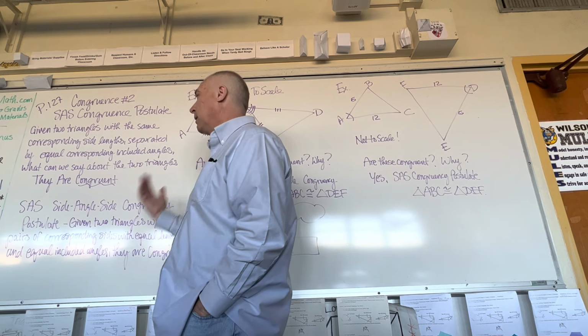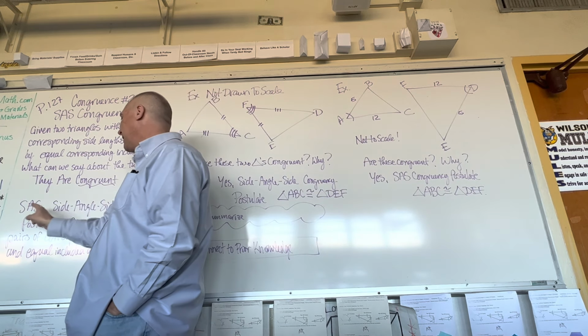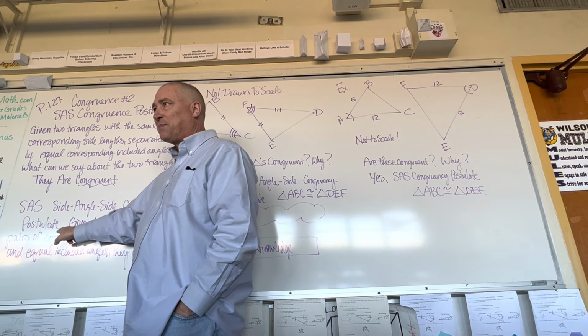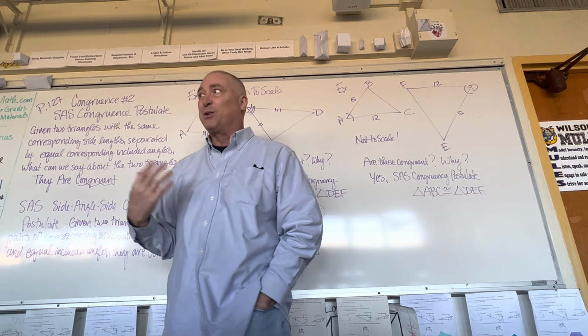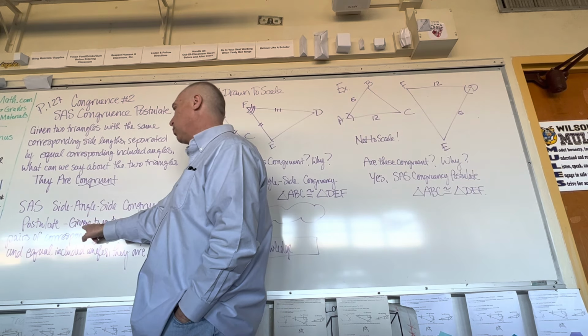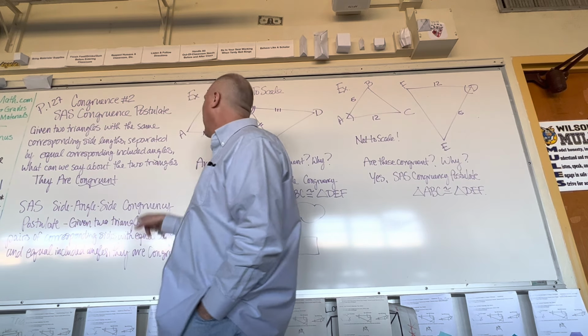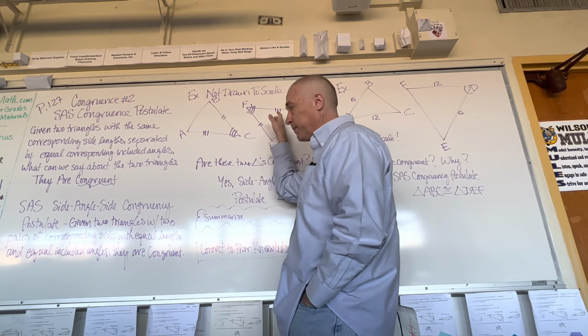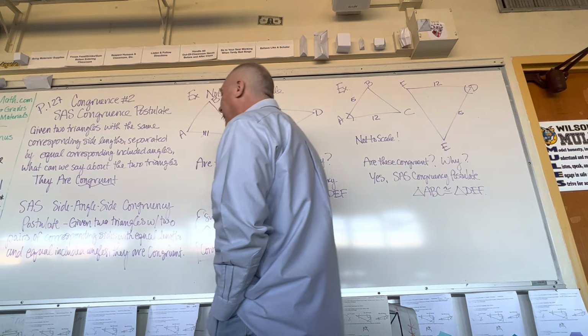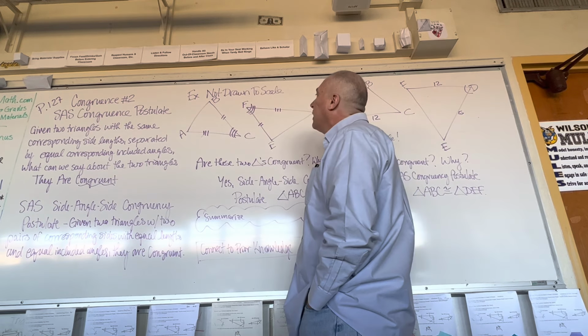So here's what we're talking about today. In today's lesson, it's called the SAS, side angle side, congruency postulate. And if you notice, the vocabulary is rich right now. There's a lot of new vocabulary going on in this. But here's what it means. Given 2 triangles, so we're looking at 2 triangles, with 2 pairs of corresponding sides that are equal lengths.